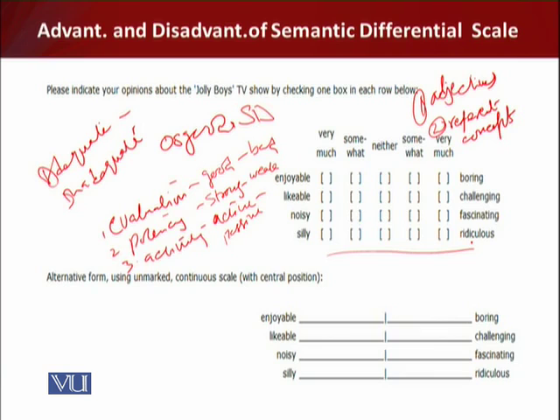Now, for example, please indicate your opinion about Jolly Boys TV show by checking one box in each row below. So if you look at it, these are the bipolar adjectives: very much, somewhat, neither, somewhat, very much. And this is basically typically a 5-point scale. Then an alternative form uses an unmarked continuous scale with central position: enjoyable and boring, and so on. So that's how the semantic differential scale process works.